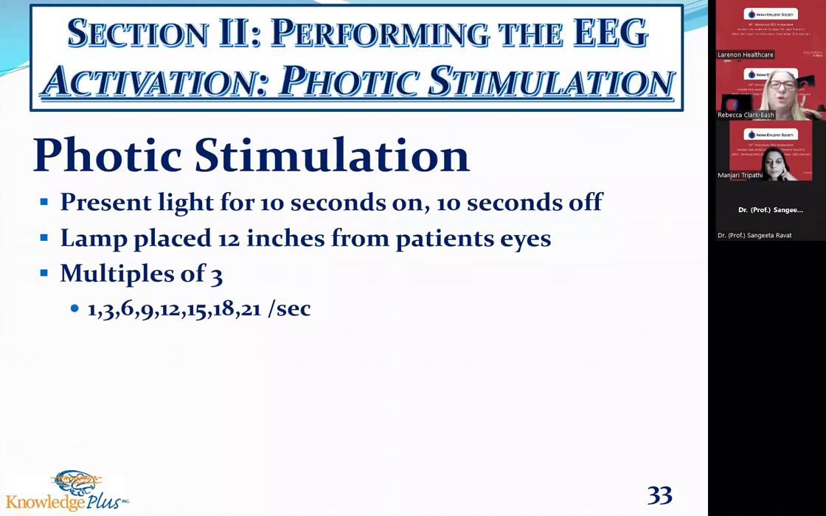Okay, photic stimulation. So the light is presented for 10 seconds on, 10 seconds off. The lamp should be placed 12 inches from the patient's eyes. Now, one comment I want to make about the lamp. There are a lot of manufacturers where the arm that the lamp is on, if you're not careful, you swing that lamp in and the angle is different, which would result in asymmetric photic driving. So it's important that that lamp come in 12 inches from the patient's eyes and be evenly distanced, left eye, right eye. And very typical is multiples of three, 10 seconds at one per second, 10 seconds at three, 10 seconds at six.